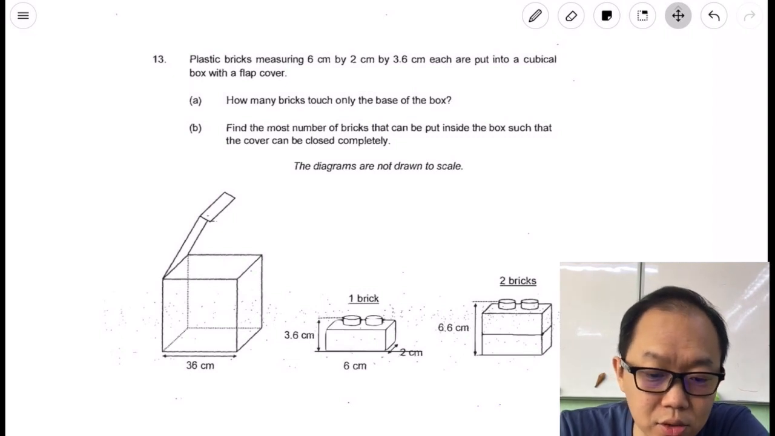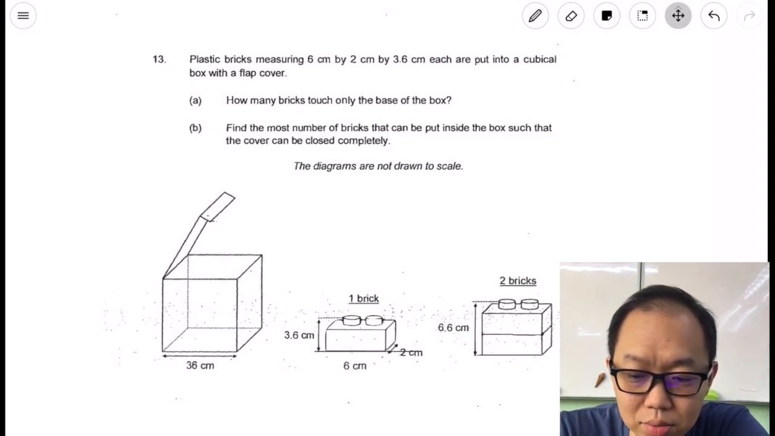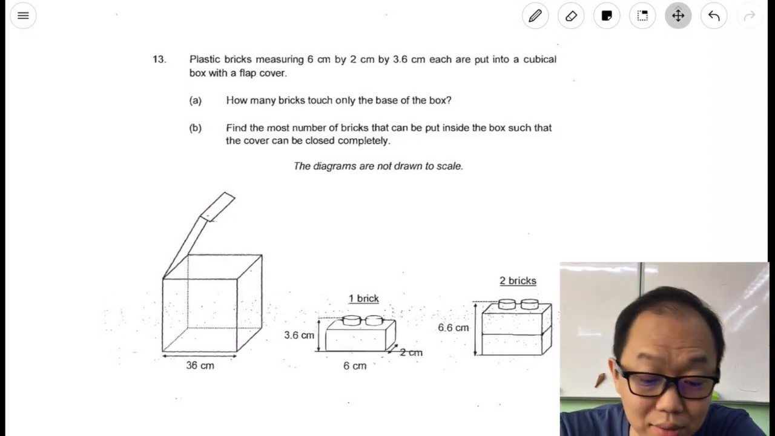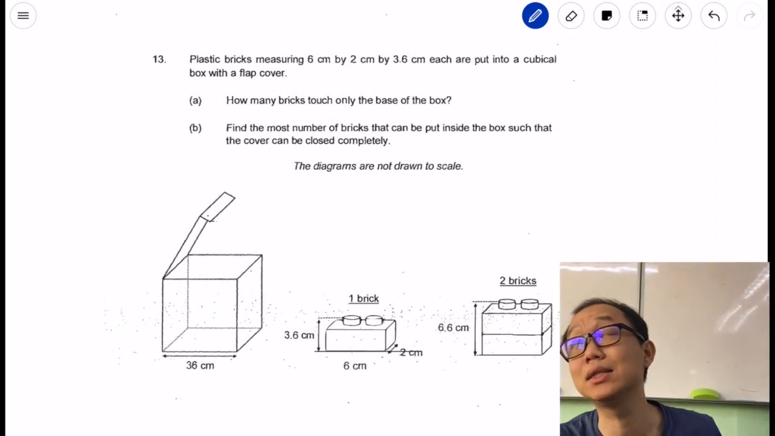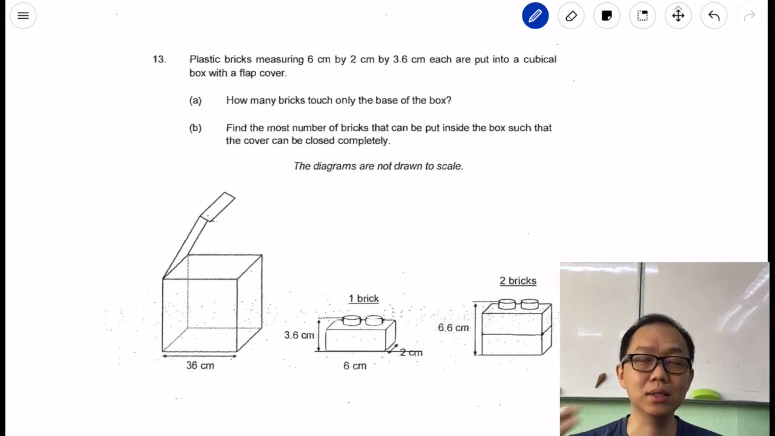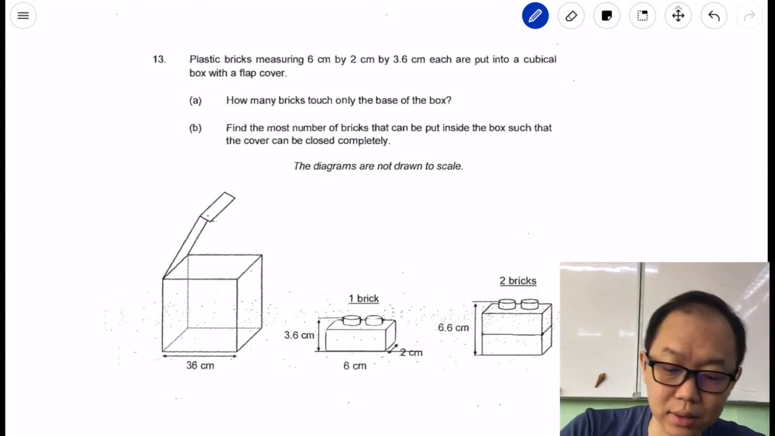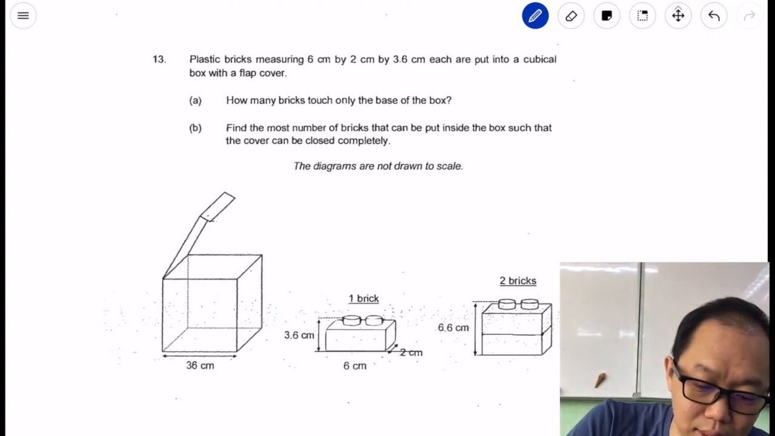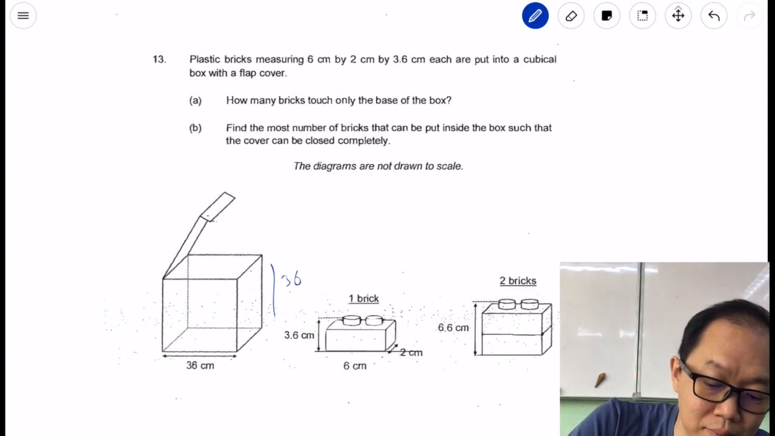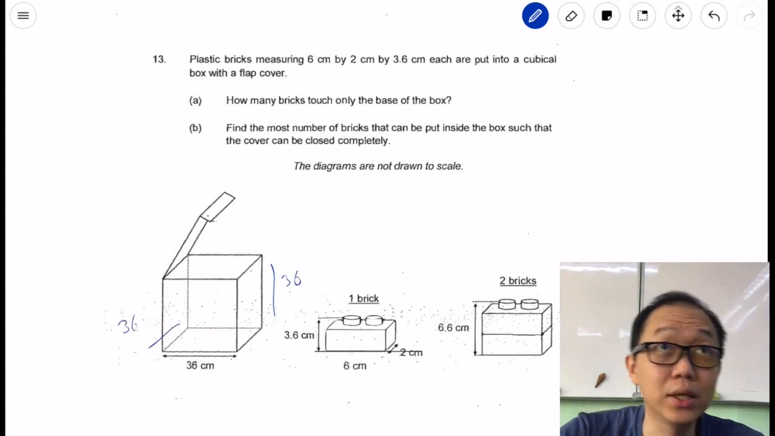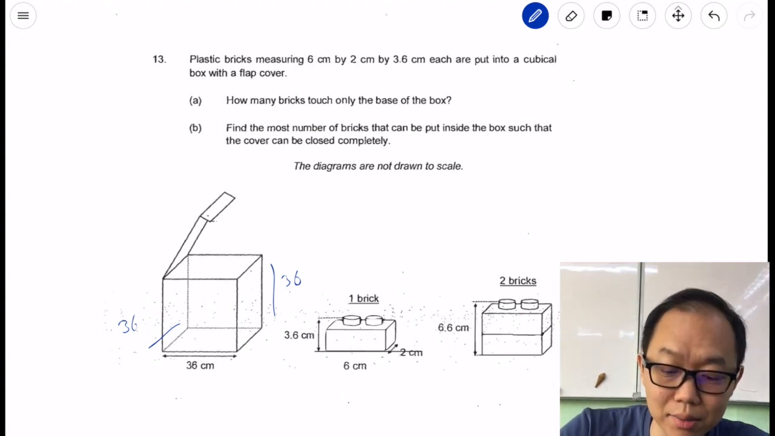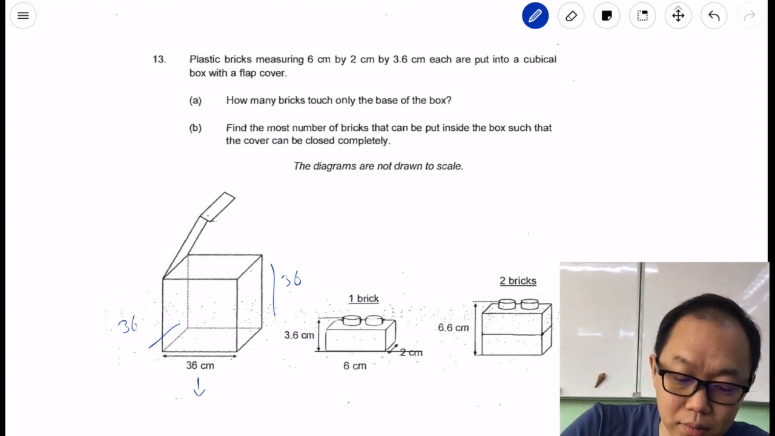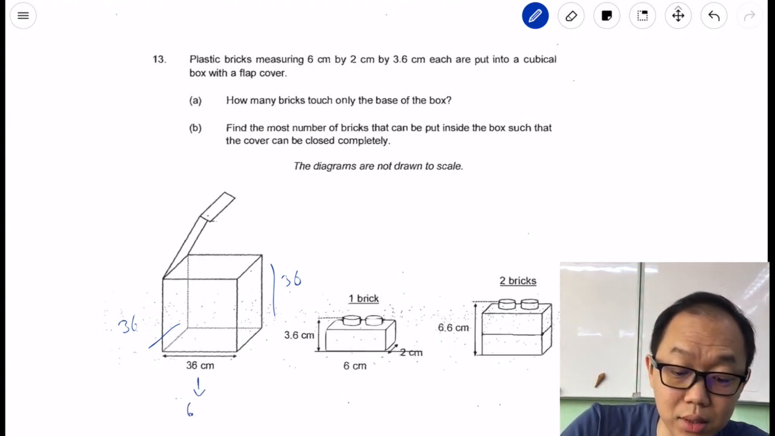Okay, first one. Plastic bricks measuring 6 by 2 by 3.6 are put into a cubical box with a flat cover as shown. How many bricks touch only the base of the box? This is a typical how-much-stuff-can-I-put-inside question. We have to look at the 3 different dimensions. The height is 36, and the width is also 36 because it's a cubical box. How many can I lay at the base? This side is 6, so I can only put 6 of them because the length is 36. Each side is 6 centimeters.